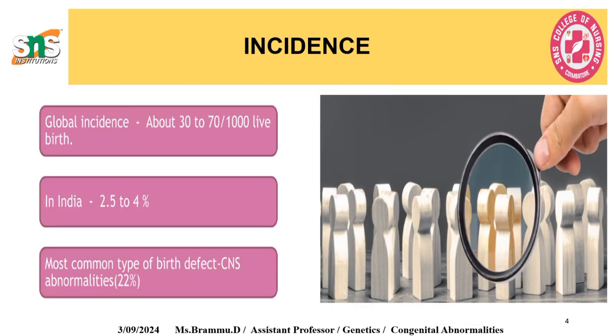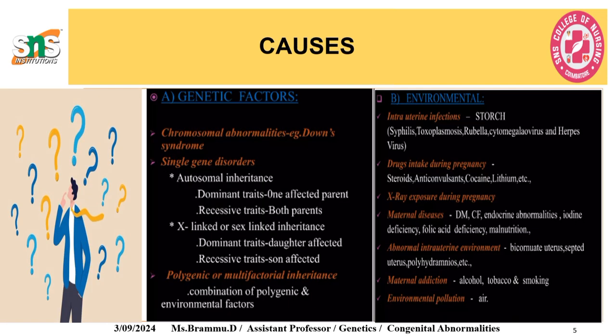Now we are going to see the incidence. Globally, about 30 to 70 of 1,000 live births have a child developing congenital abnormalities, and in India the percentage is around 2.5 to 4 percent. Most of the birth defects, at a higher percentage, are due to central nervous system abnormalities such as anencephaly, microcephaly, spina bifida, and spina occulta. These are the major defects which cause central nervous system problems.